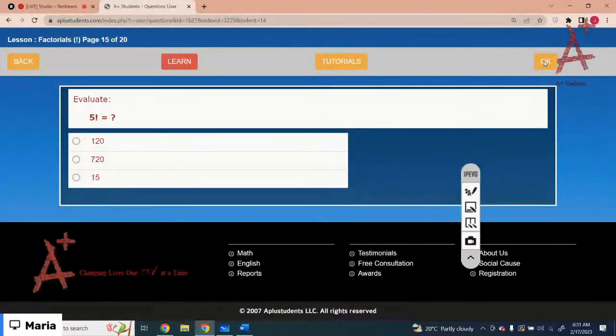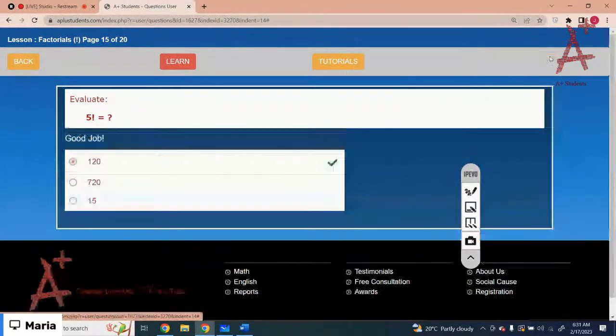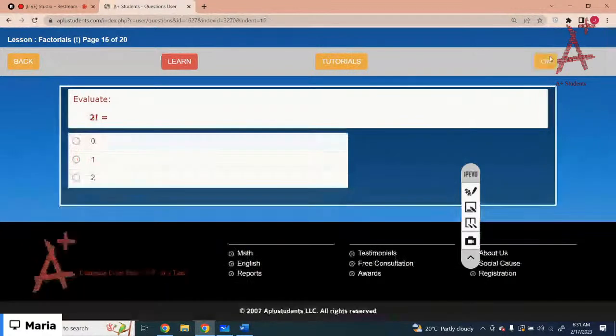Okay, the next one is again 5 factorial. 5 factorial is 5 times 4 times 3 times 2 and that equals 120. Got it? 5 factorial is 120. 2 factorial equals 2 times 1. 2 times 1 is 2. So the correct option is 2.